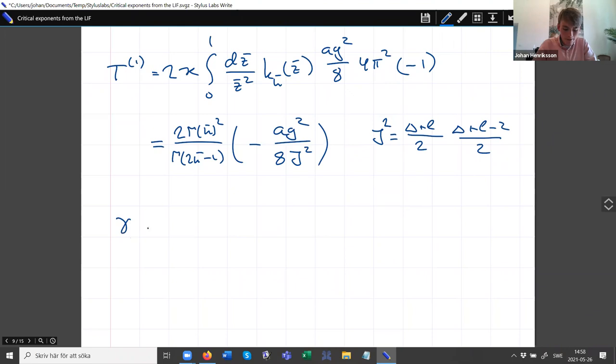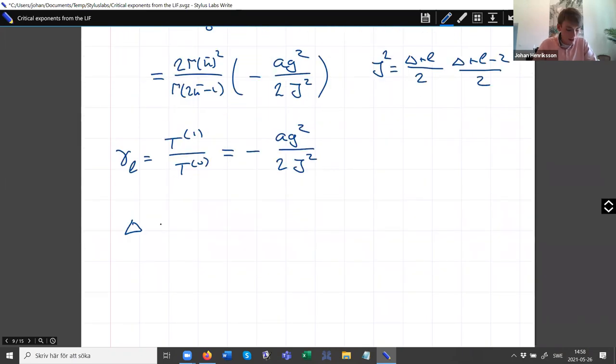And we can find gamma l as t1 over t0. This is minus a g squared. Oh, sorry, 8, this should be 2 here. 2 j squared. Sorry about that. So to leading order, we get delta L equals 2 delta phi plus L minus the thing here. So if we put A equals 2, it's G square over L plus 1 to leading order.